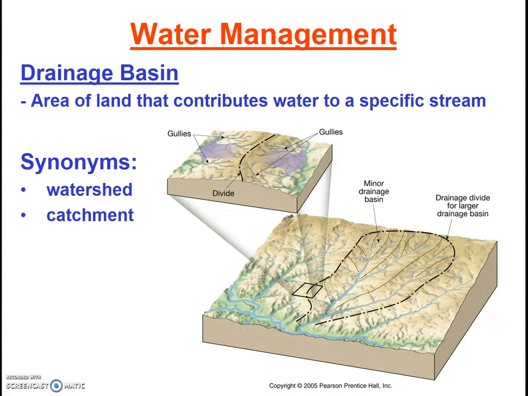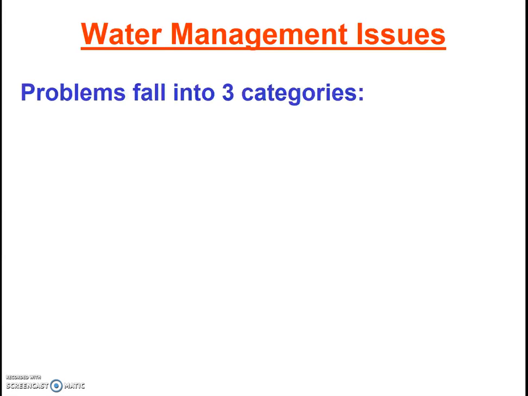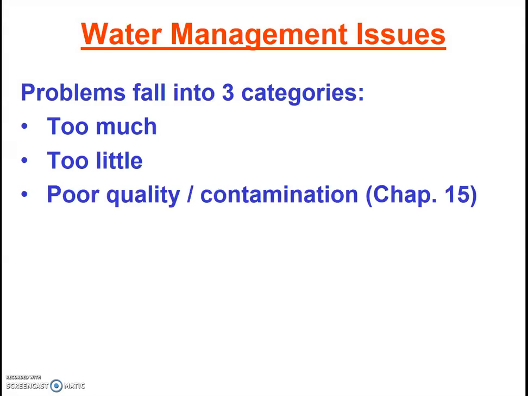Anyway, we now know what a drainage basin is, or a watershed, and we know that that's the unit that we use to properly manage water and to deal with water pollution as scientists and land managers. All right, now let's look into some of these water management issues. Generally, when we talk about water management issues, they fall into one of three categories: either too much water, too little water, or water contamination. We'll deal with water contamination on the next topic. So for now, we're going to just focus on the too much and too little problems.